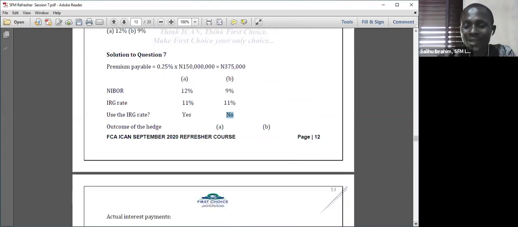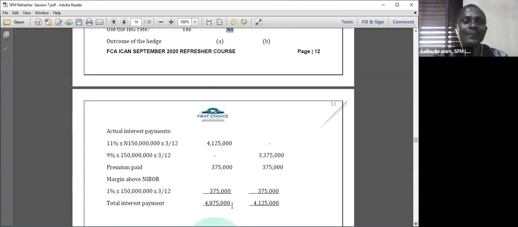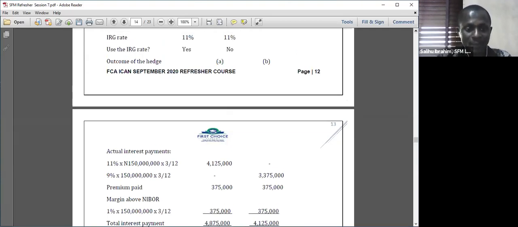How do I now evaluate the hedge? To evaluate the hedge, I'll calculate my actual interest payment. For A, I'm using the agreed rate, so 150 million times 11%, and I'm borrowing for just 3 months, so it's 3/12. I get this. Then for the second situation, it is the 9% spot rate times the same amount for 3 months. I have this, but I have paid premium. The question has told you the premium to pay. The premium is 0.25%.